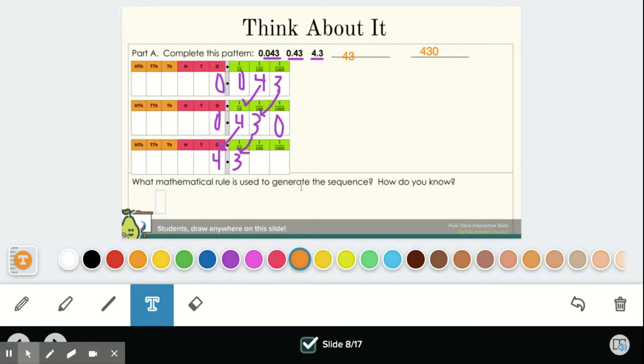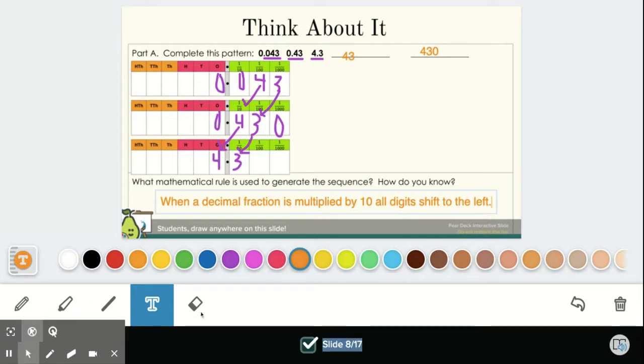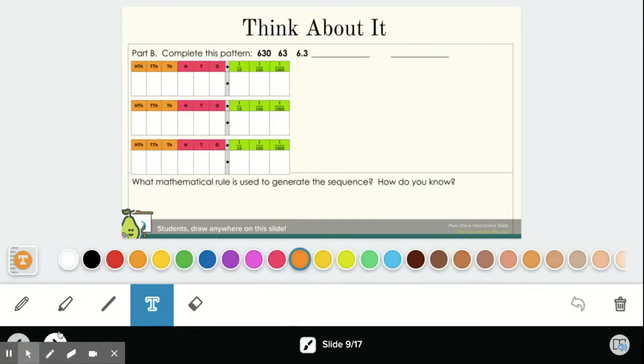Okay, so to answer this question, the mathematical rule that's being used here to generate the sequence is when a decimal fraction is multiplied by 10, all digits shift to the left. And if you're a little confused about the zeros, we'll practice that, but for now, make sure you understand the main concept, which is when you're multiplying by 10, all digits are going to shift to the left. Okay, let's go ahead and take a look at the next question.